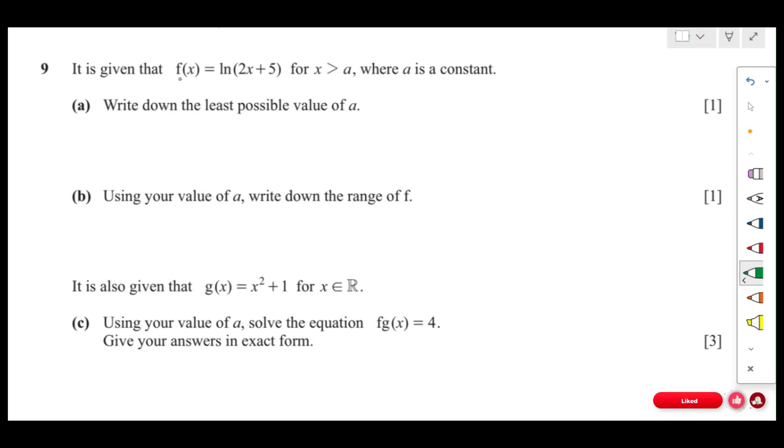Question number 9. It is given that f of x is natural log of 2x plus 5, for x greater than a, where a is a constant. So the domain is x greater than some number. Part A: write down the least possible value of a.